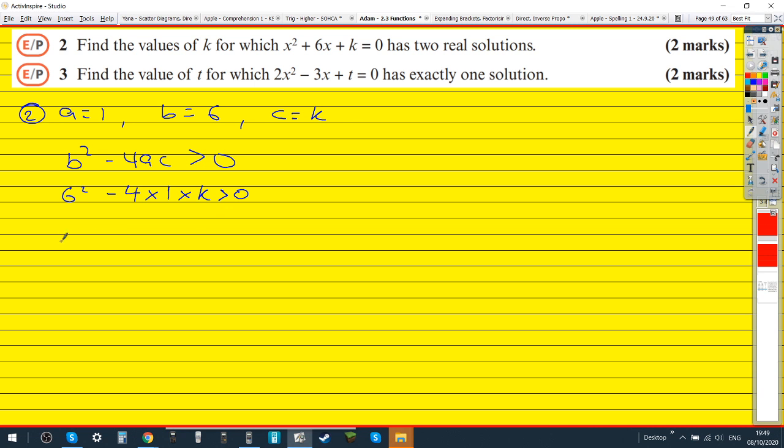So 6 squared is 36 minus 4k greater than 0. And then you'd add 4k to each side, which would be 36 is greater than 4k. Then you divide both sides by 4, which would be 9 is greater than k, or k is less than 9. Yeah. So you're much better there. And then that one you're going to be fine as well, I believe.